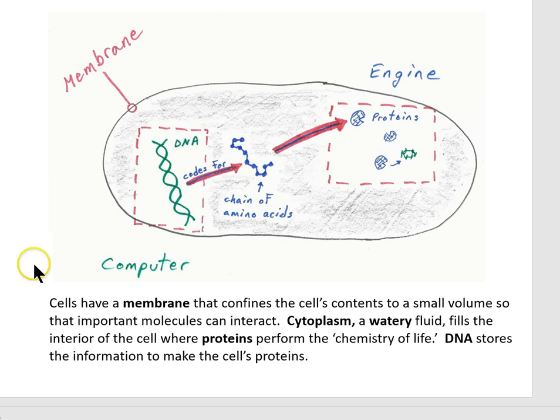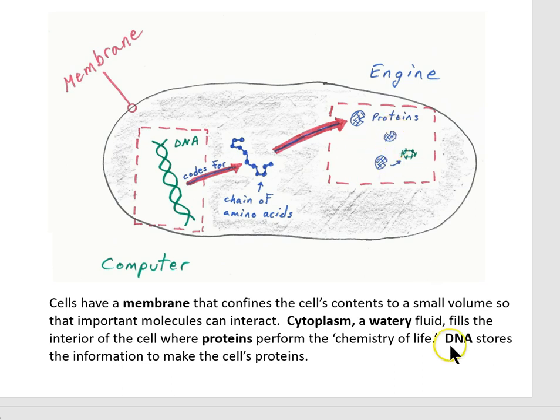If we use the biological terms, then cells have a membrane that confines the cell's contents to a small volume so that important molecules can interact. So the boundary of the cell is the cell membrane. Cytoplasm, a watery fluid, fills the interior of the cell where proteins perform the chemistry of life. So here we see the engine of the cell is a bunch of these molecules called proteins, and they perform lots of different chemical reactions in the cell. Some of those chemical reactions are extracting energy from food or the environment in some way, and some of those chemical reactions are building other parts of the cell. So this would be the metabolic engine of the cell.